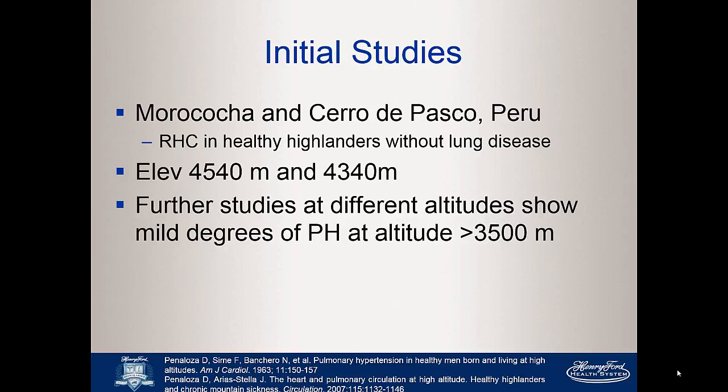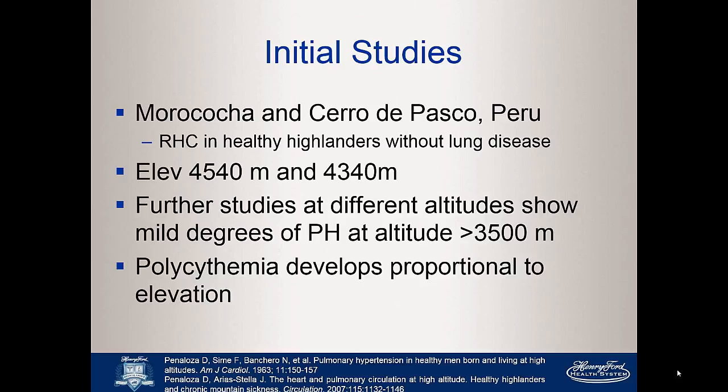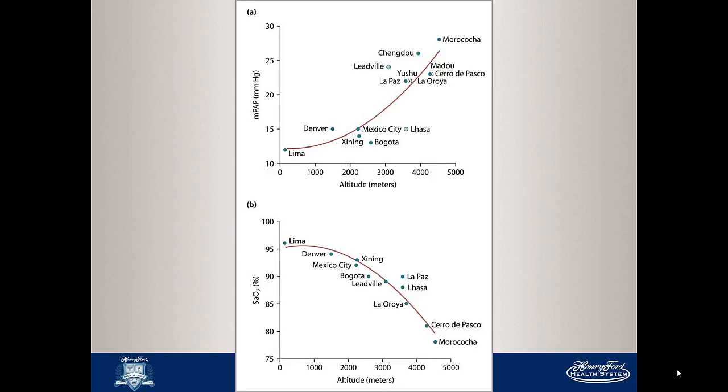And in kind of pairing this data with future studies on other cities, it appears that PH does show itself at about 3,500 meters. Even before that, we knew that polycythemia developed and appears pretty proportional to altitude itself. So what you're looking at in the top chart here is just various city altitudes, and then kind of comparing it with the healthy Highlanders' mean PA pressures. This actually correlates out pretty nicely if you look at 3,500 meters, where our Peruvian cities were at, also cities in Bolivia, and even Leadville, Colorado, kind of takes us right up to that mean PA pressure of 25.